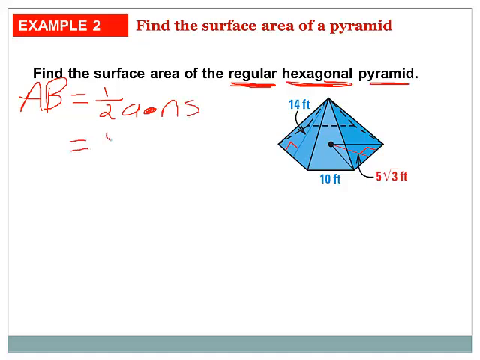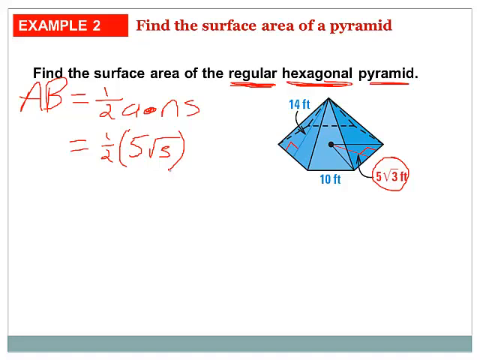So if we look at this, I have 1/2. Now the apothem, remember, is the line that goes from the center to the side of my polygon and creates a right angle. So that's given by 5 square root of 3. That's the apothem. It starts at the center, goes to the side, creates a right angle. So we have 5 square root of 3.